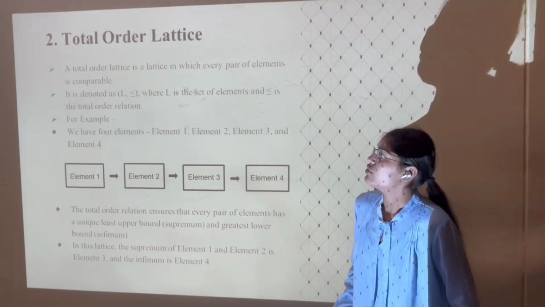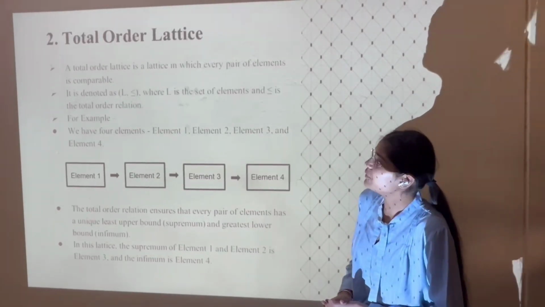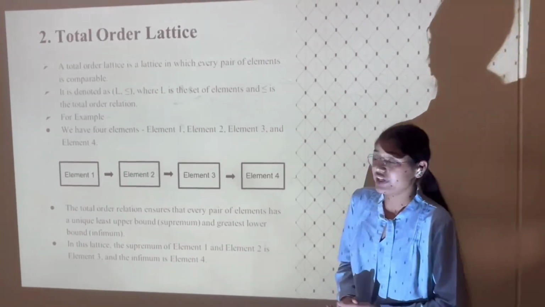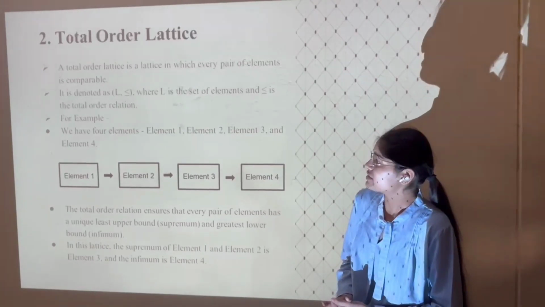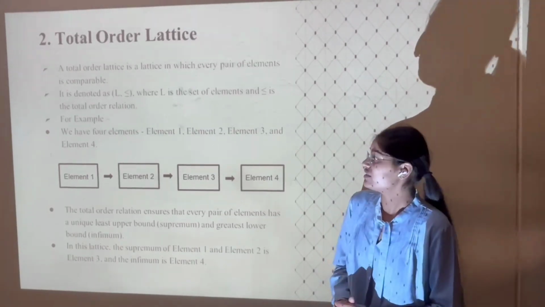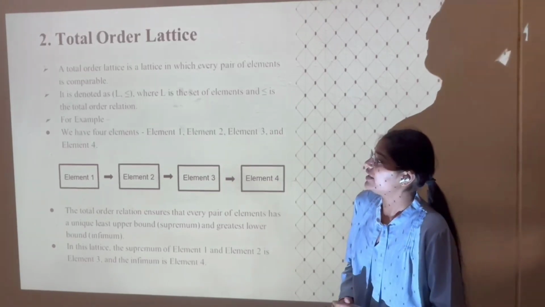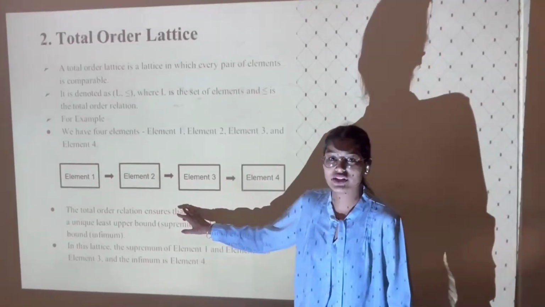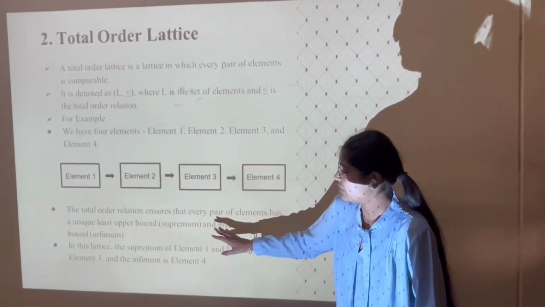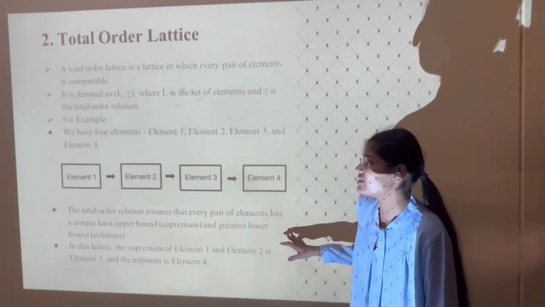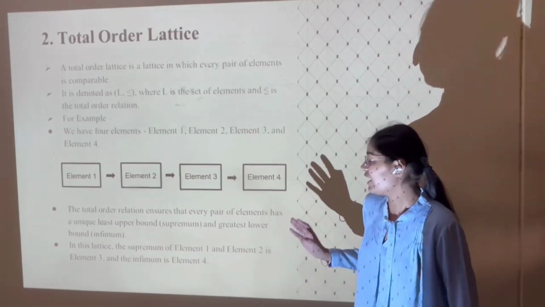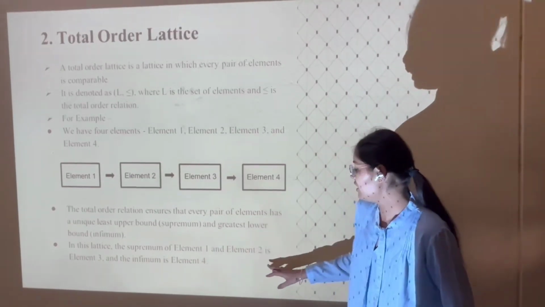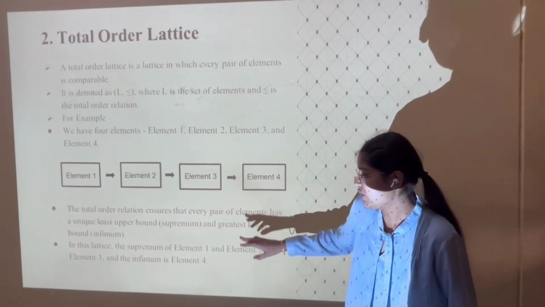Now total order lattice. A total order lattice is a lattice in which every pair of elements is comparable. It is also denoted by L and less than or equal to, where L is the set of elements and less than or equal to is the total order relation. Now let's understand this with the help of an example. Like suppose we have 4 elements, element 1, element 2, element 3 and element 4, as you can see here in the boxes. So the total order relation ensures that every pair of elements has a unique least upper bound, that is supremum, and a greatest lower bound, that is infimum. So in this lattice, the supremum of element 1 and element 2 is element 3 and the infimum is element 4.